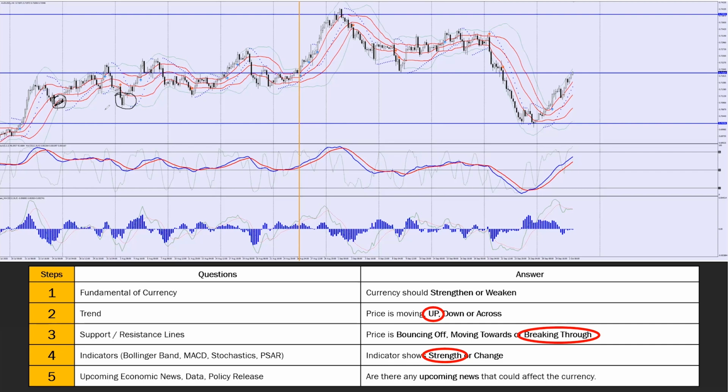Not bouncing off a support level, not moving towards, not breaking through. It's just sitting there. Same thing here. And especially at these 3 points, if you did try to enter a trade, where would your stop loss be? It would have to be here, here, and here. The right place to put your stop loss. Where would your take profits be?